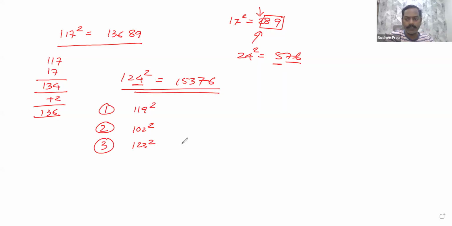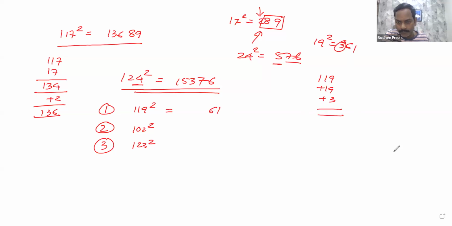Okay, I believe that you must have done that. This is 19 more than 100. So how much is 19 square? 19 square is 361. Let me cross verify. Yes. So we'll be retaining 61 and 3 will be carry forward. Again, 119 should be increased by 19, plus we have to add the carry, which gives 141. So 141 will be written here, and 14161 will be the square of 119.